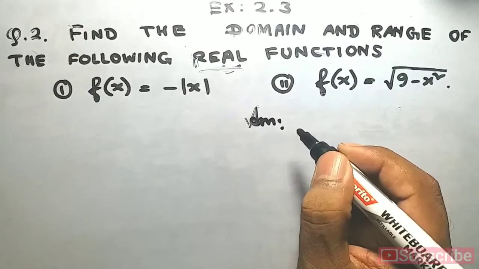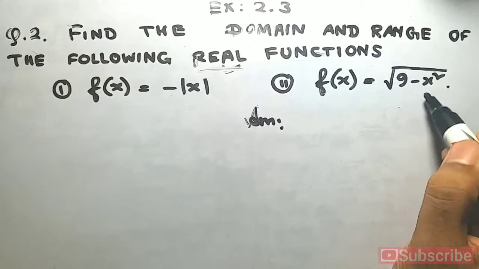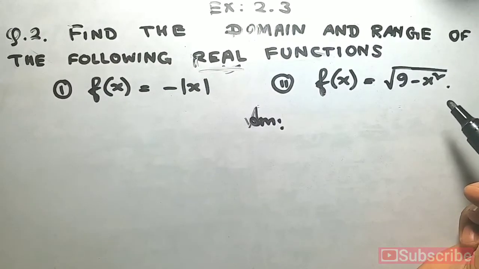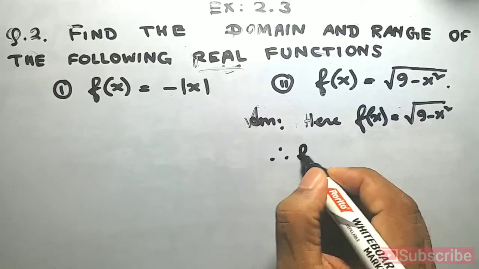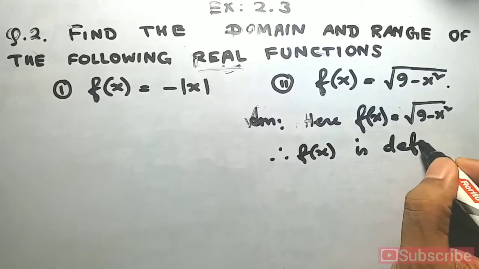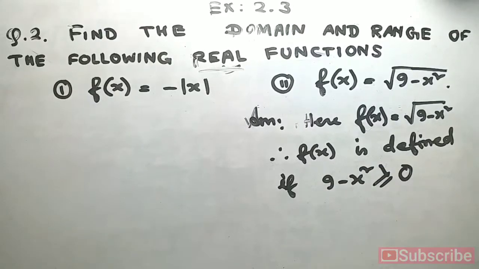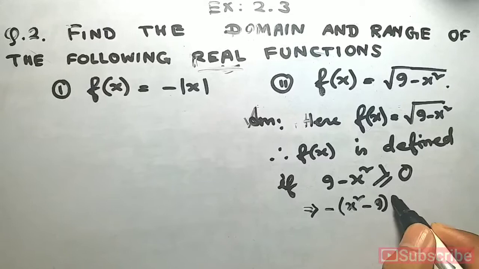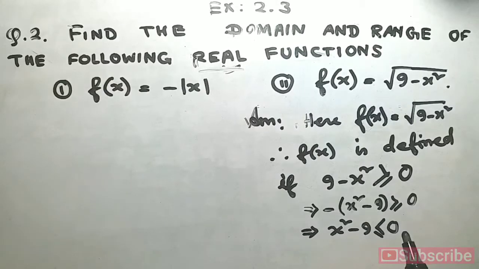Okay, here for this function 9 minus x square must be a positive quantity, otherwise under root if we get a negative number then this will be undefined, as we are considering real functions, is not it? This will be a real number only if 9 minus x square is a positive quantity. Therefore f(x) is defined if 9 minus x square is greater than or equal to 0, which implies minus x square minus 9 is greater than or equal to 0. Now x square minus 9 less than or equal to 0. What happened here? This minus is removed.